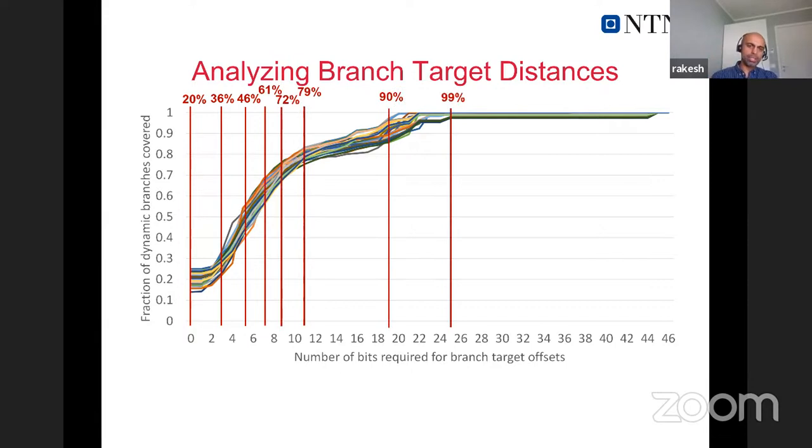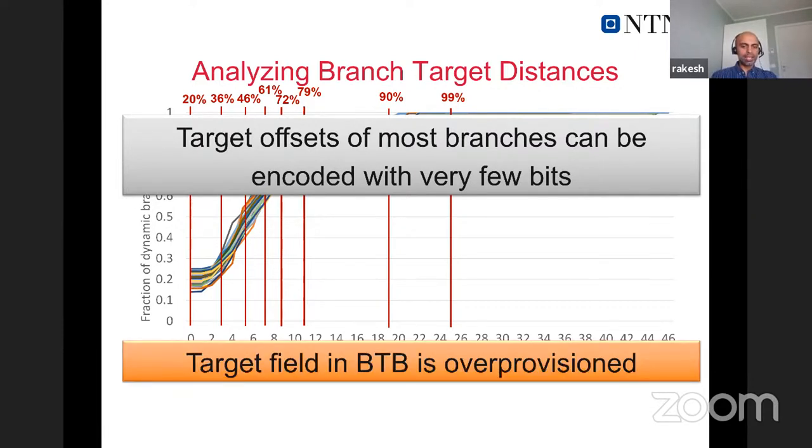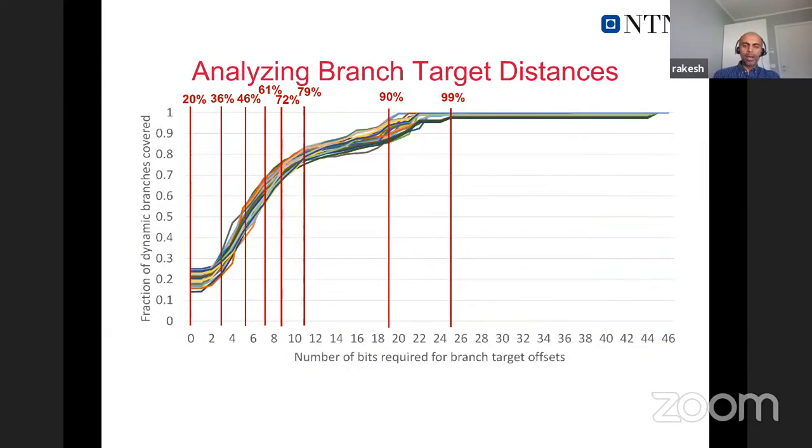And as we increase the number of bits, we get more and more coverage. So this study shows us that the target offset of most of the branches can be encoded with only very few bits, which means that the target field in the BTB is over-provisioned. And this study also shows that the target offset sizes are unevenly distributed. What it means is, let's say we say, hey, since with 25 bits we can cover 99% of branches, let's just size our target field to store 25 bits. Even though that is way better than storing 46 bits, you are still wasting space because half of the branches need only 5 bits and we are talking about having 25 bits for the target field.